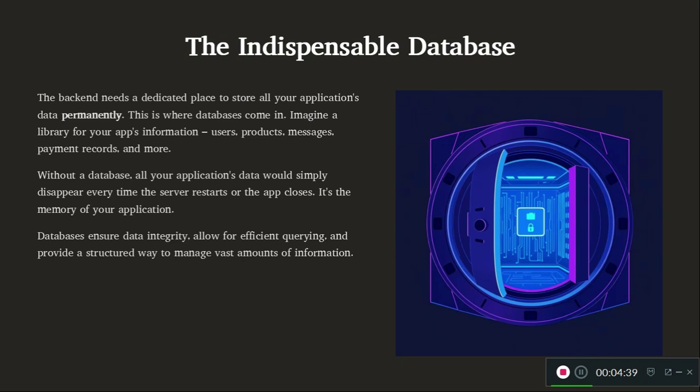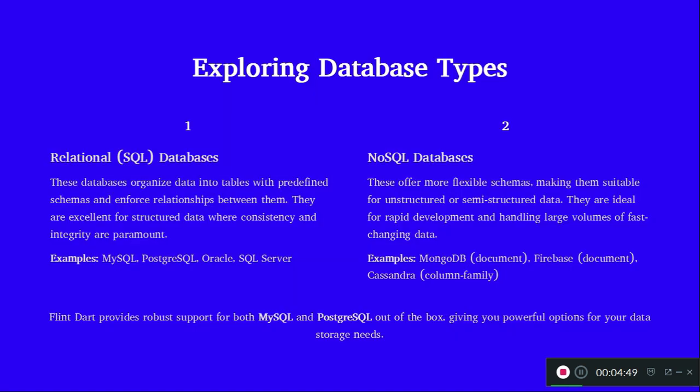A database ensures data integrity, allows efficient queries, and provides a structured way of managing a vast amount of information. So let's look at the types of database we have: relational and non-relational, which are SQL databases and NoSQL databases. SQL databases organize data into tables with a predefined schema. They are excellent for structured data where consistency and integrity are paramount. Examples are MySQL, Postgres, Oracle, and SQL Server.